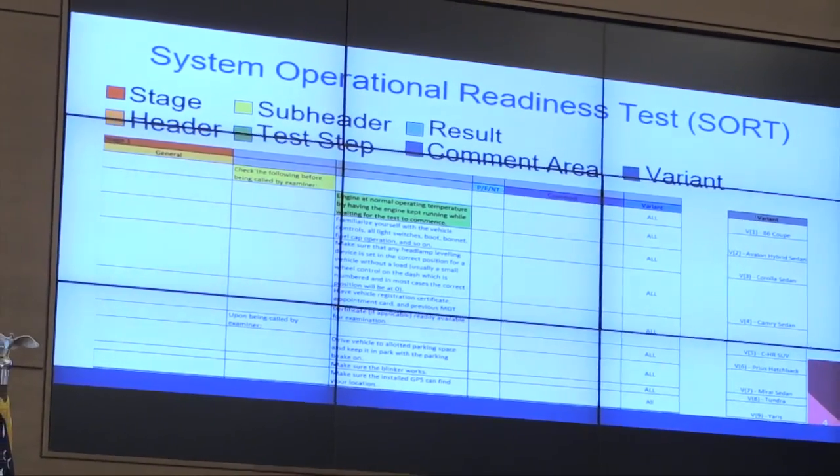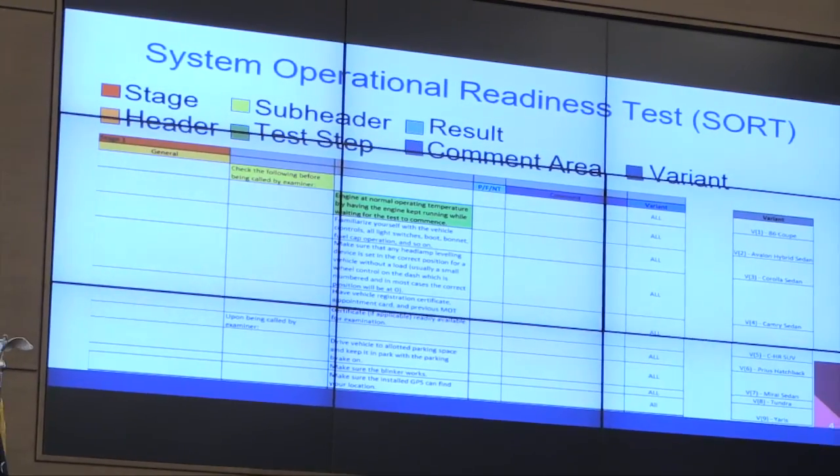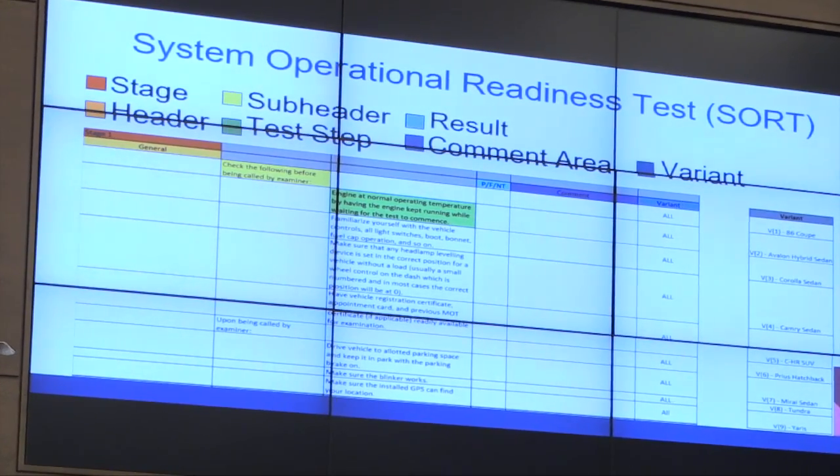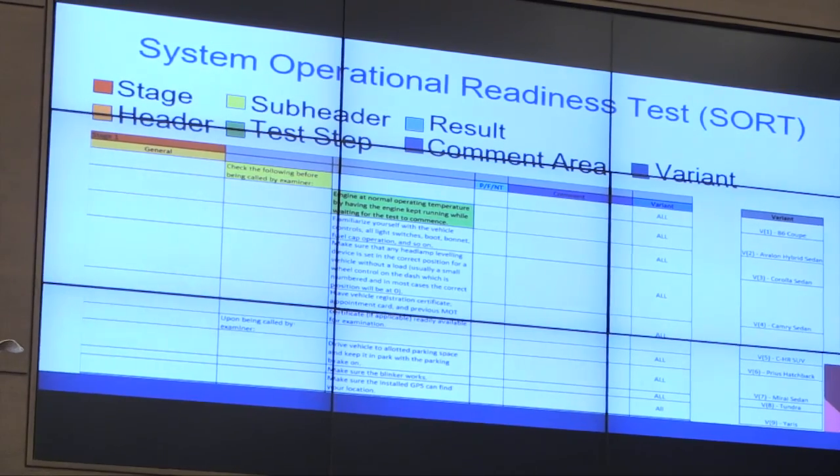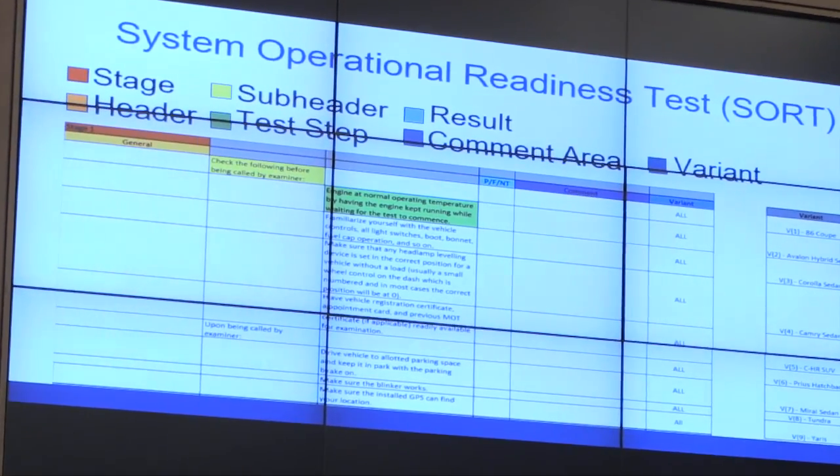To the right of that, there is a field where the user would enter whether the step is passed, failed, or not tested. And to the right of that, there's a comment area. Finally, the variant is to the right of these.